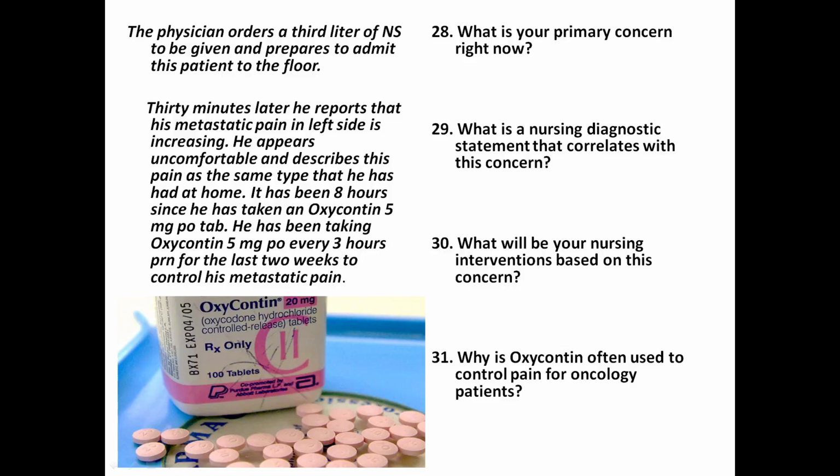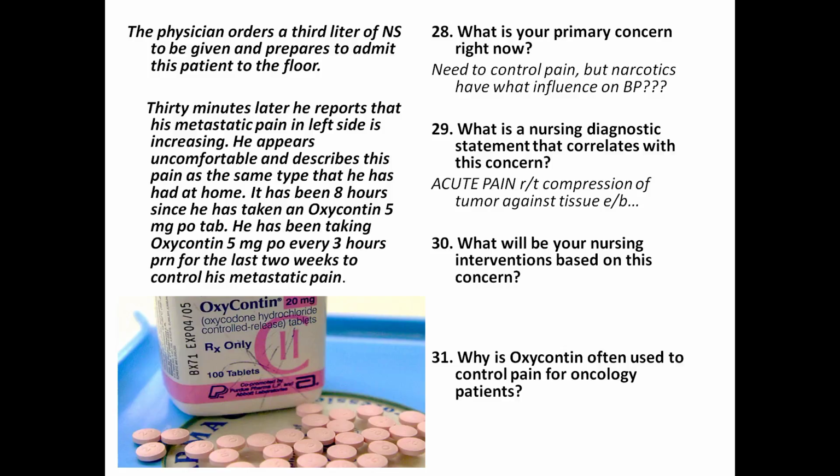So, what is your primary concern right now? Well, right now we need to control his pain. But are those narcotics going to have an influence on his blood pressure? We're not going to withhold the drug. We're going to give it to him. So the patient's diagnostic statement is acute pain related to compression of the tumor, as evidenced by left-sided pain increasing, that kind of thing. So what will be your basic nursing intervention based on this concern? I would either give PO or IV pain medications at this point in time, consult with a physician, and get an order.